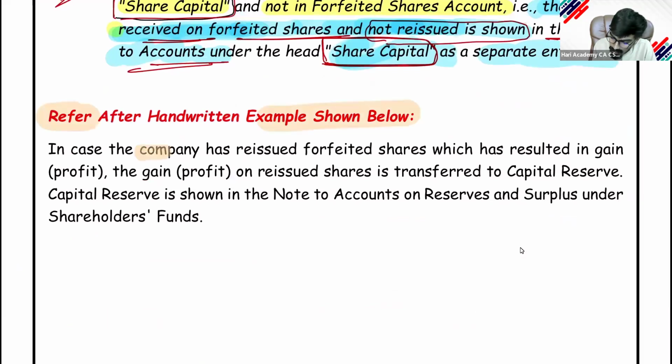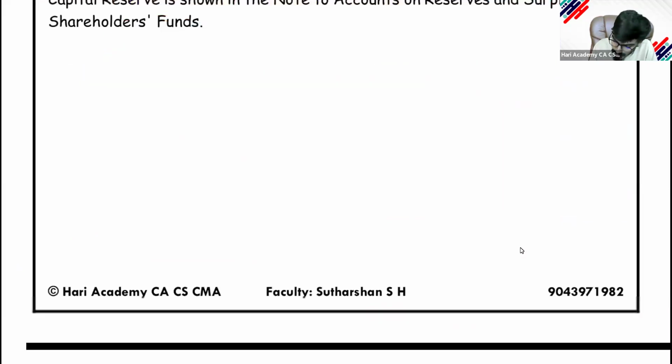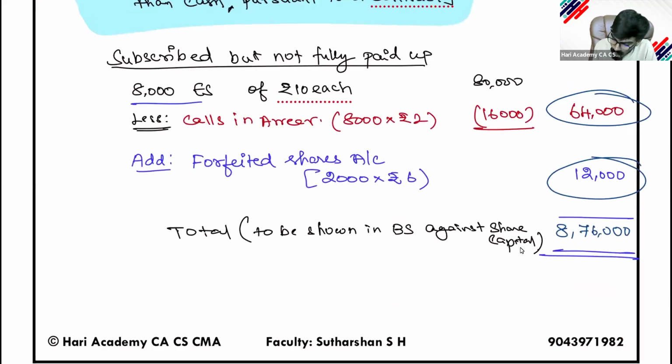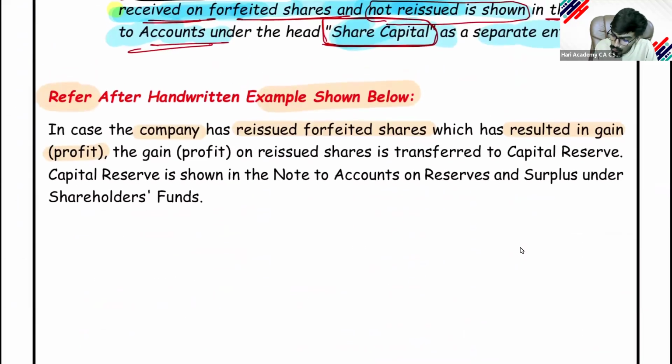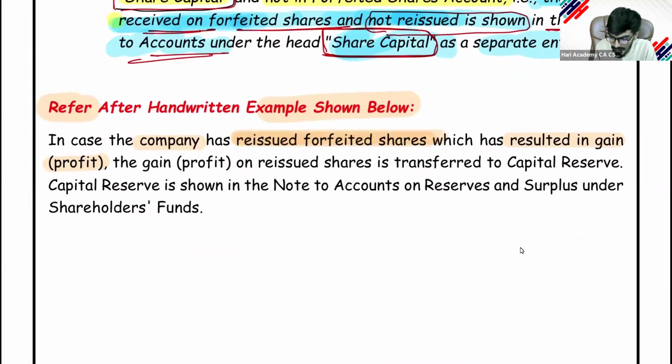After studying this, consider a case where a company has reissued the forfeited shares, which results in a gain or profit. Here, whatever forfeited shares we have written are only forfeited, not reissued. That is the assumption we have taken here. In reality also, you will do that. If it is reissued, what will happen? I will tell you. In case the company reissues the forfeited shares, there will already be a gain, that is a profit. That gain, that profit on reissued shares, should be transferred to capital reserve.